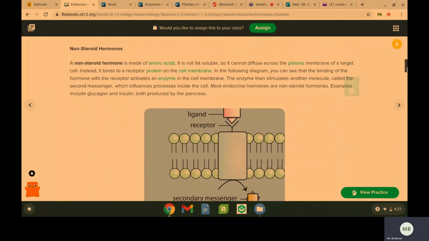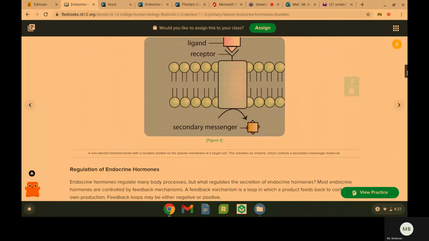So next we have non-steroid hormones. These are ones that are made of amino acids. These are not fat soluble. So what they're going to do is bind to a receptor protein on the cell membrane. All right. And that is going to activate an enzyme, which is basically something that speeds up a chemical reaction.